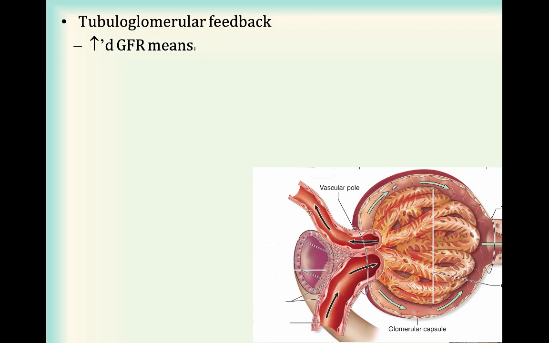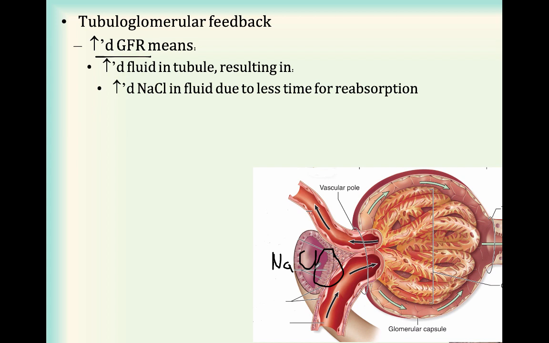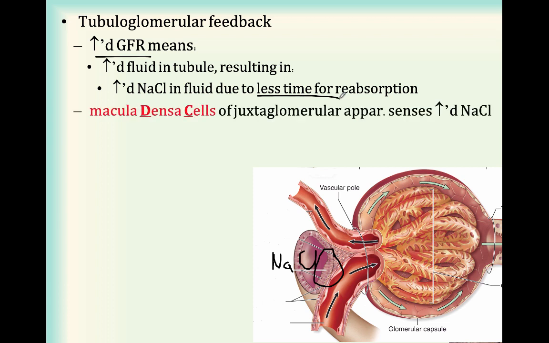The other thing that helps here is what's called tubuloglomerular feedback. And now this starts to involve those macula densa cells of the juxtaglomerular apparatus. And as we said earlier, an increased glomerular filtration rate means stuff moves through the nephron faster. We don't reabsorb quite as well. And so when we get over here, we're going to have a high concentration of sodium chloride that can in fact be sensed by those macula densa cells. So increased fluid in the tubule, increased sodium chloride in the fluid, less time for reabsorption.